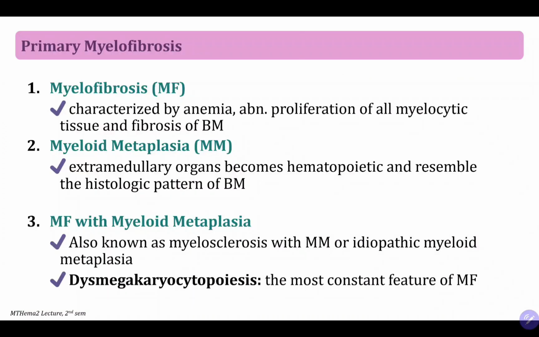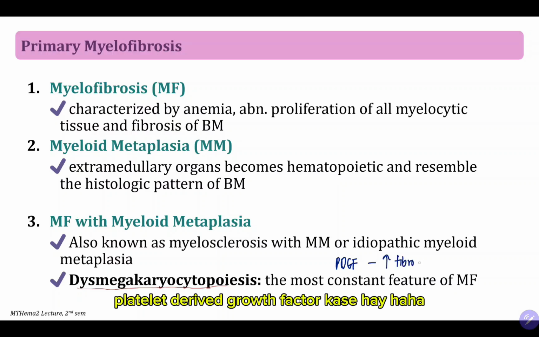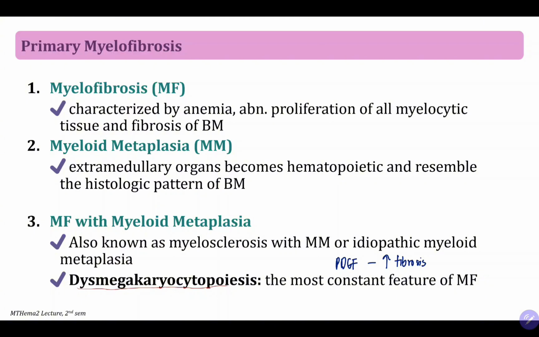So, this is a rundown of the terms that are associated with primary myelofibrosis. And usually, the most constant feature present in myelofibrosis is the presence of this megakaryocytopoiesis or the overproduction of your defective platelets. This results to premature death and release of your alpha granules such as your PDGF, platelet growth factor, and this leads to the increased fibroblastic growth of your tissues, which now forms your scarring in your bone marrow.